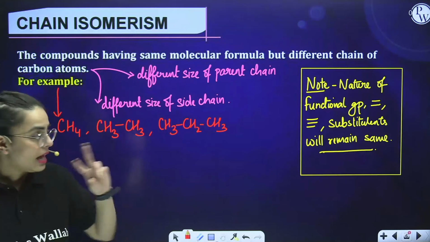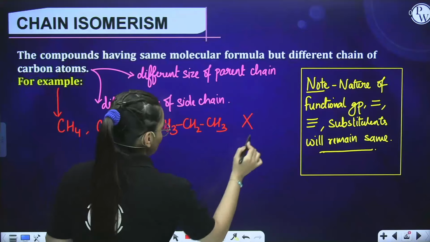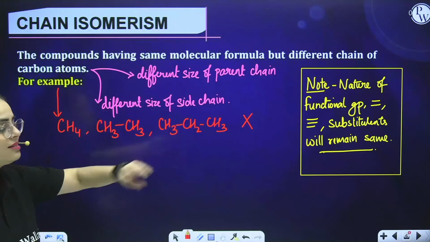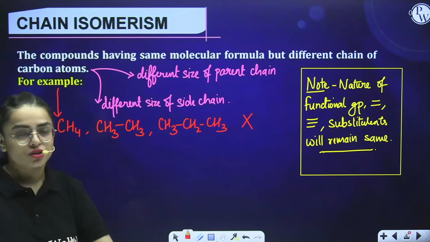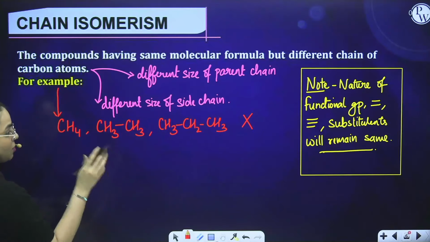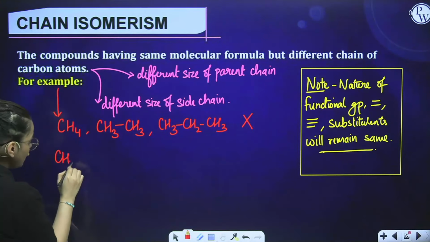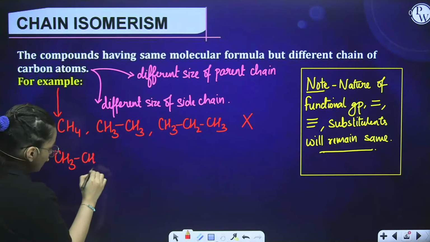But now let us see the case of 4 carbon atoms. You'll clearly understand why these 3 were not making any chain isomers. So, if I talk about 4 carbon atoms, I would say CH3, CH2, CH2, CH3, right? And one more with 4 carbon atoms only, CH3, CH, CH3, CH3.